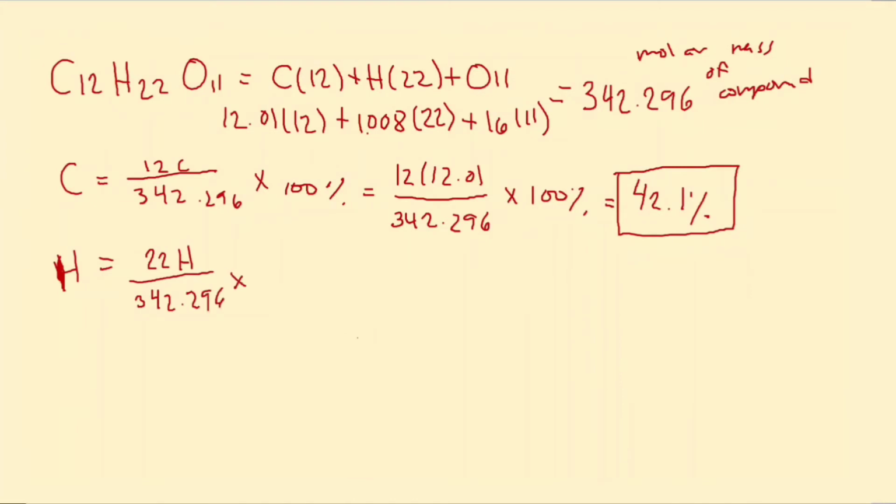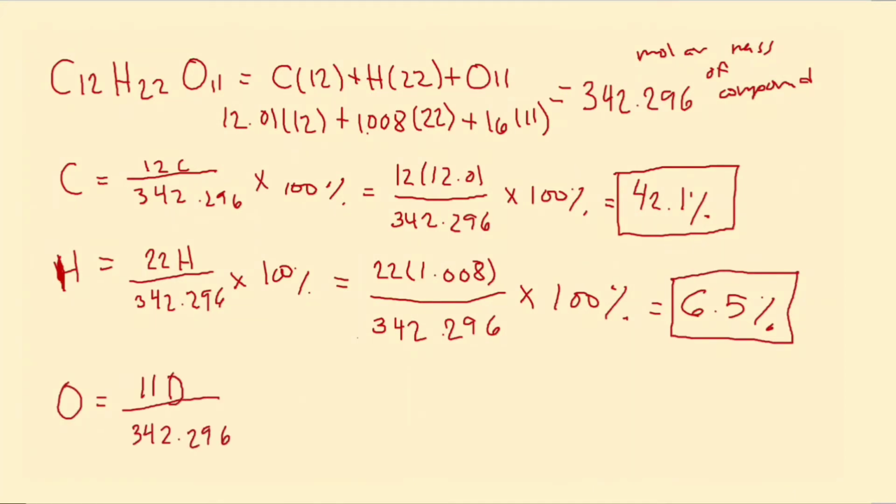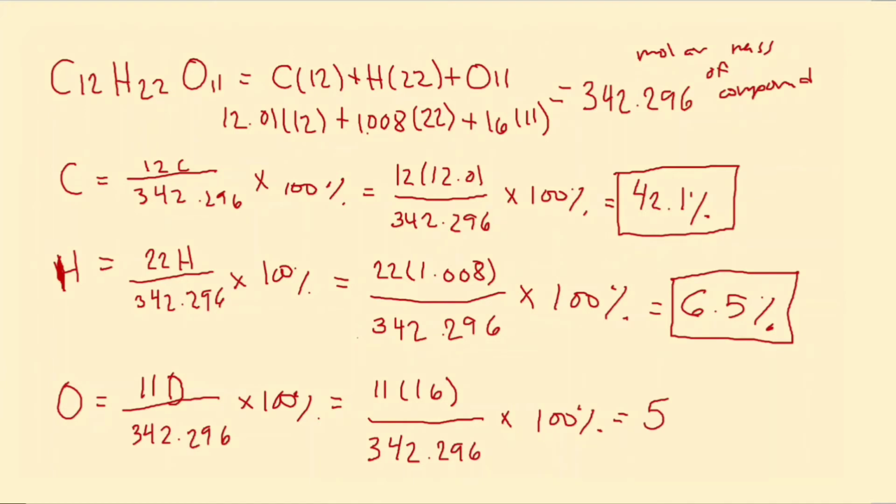Now, let's do the same thing for hydrogen. Let's take the mass of hydrogen, which is 1.008, and multiply it by 22, because there are 22 hydrogen atoms in sucrose. And divide by 342.296. And then multiply it by 100. And that gives us 6.5%. And in sucrose, there are 11 atoms of oxygen, so we'll multiply the molar mass of oxygen, which is 16, by 11. Then divide by 342.296 times 100, and you should get 51.4%. So that's the percent by mass of oxygen.